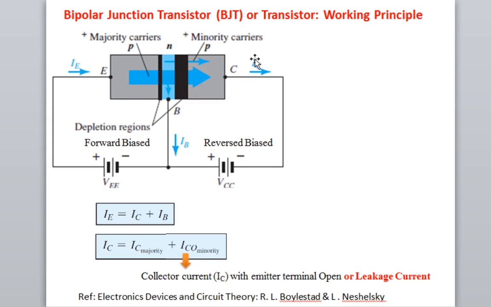But remember, whatever collector current is flowing, because this junction is reverse biased, a minority carrier current is also flowing. So this collector current is basically a superimposition of two currents: current due to majority charge carriers and current due to minority charge carriers. If you see the direction of currents, the emitter current is flowing in this direction, the collector current is flowing in this direction, and the base current is flowing in this direction.